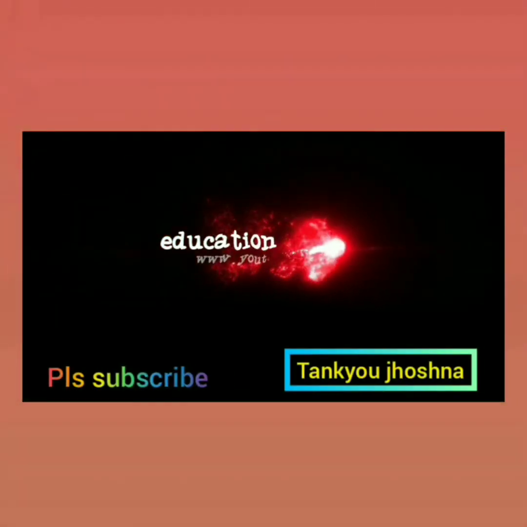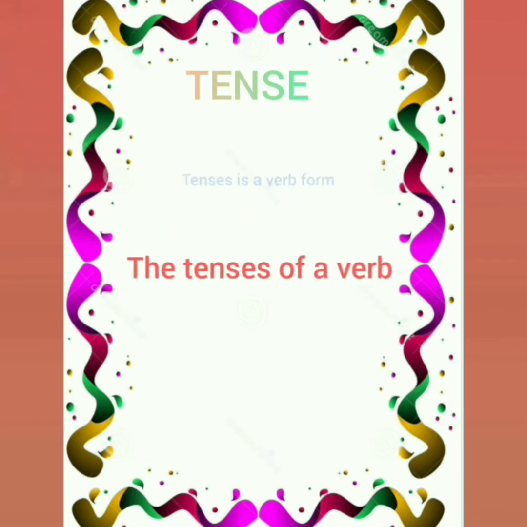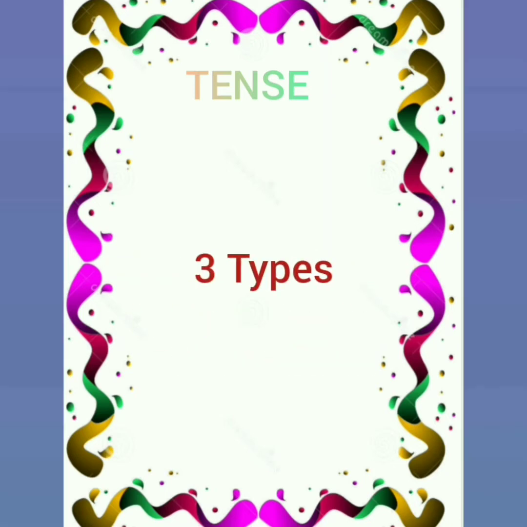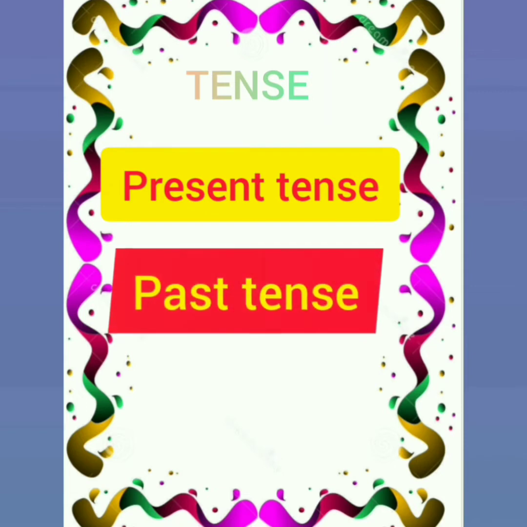Hi viewers, today we are going to learn about tenses. Tense is a verb form that shows time. The tenses of a verb indicate the time of the action. Tenses are of three types. First one, present tense, second one, past tense, third one, future tense.